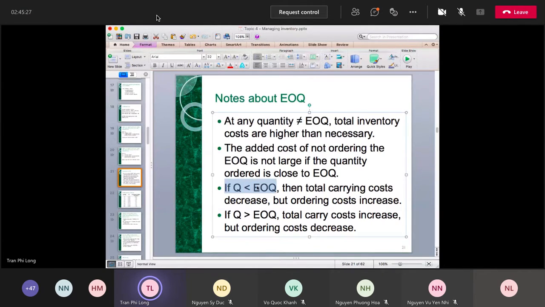So if you order at a level lower than the economic ordering quantity, then the total carrying cost will be low. However, you have to order a lot of times, which will increase the ordering cost. And the opposite is true. If you order at a level higher than the economic ordering quantity, you have to store more inventory, so the total carrying cost will increase, but the ordering cost will decrease, something like that.